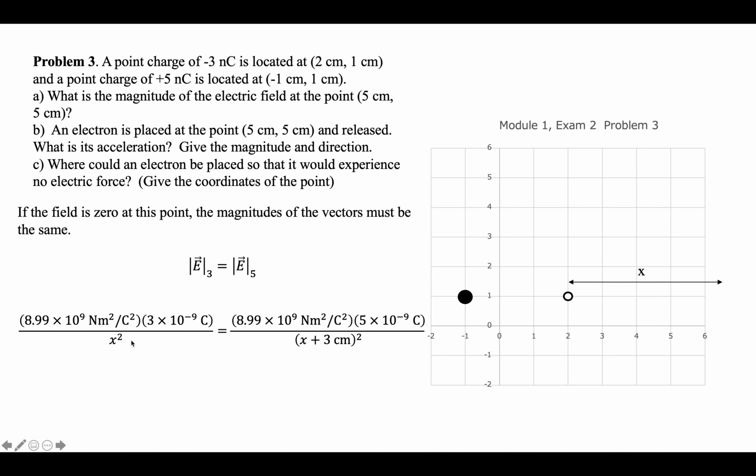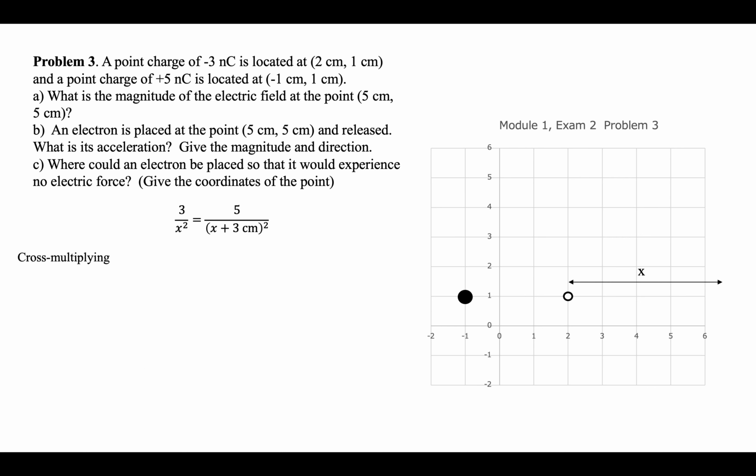Here's the field from the 3 at x. Here's the field from the 5 at x plus 3 centimeters away. The same point. Out here somewhere. We can cancel the k's and cancel the nanocoulombs. Now we have 3 over x squared is 5 over x plus 3 squared. Cross multiply, take the square root. We have the square root of 3 times x plus 3 centimeters is square root of 5 times x.